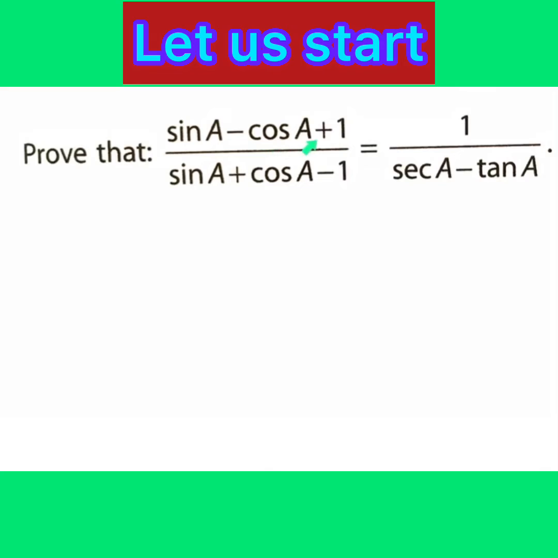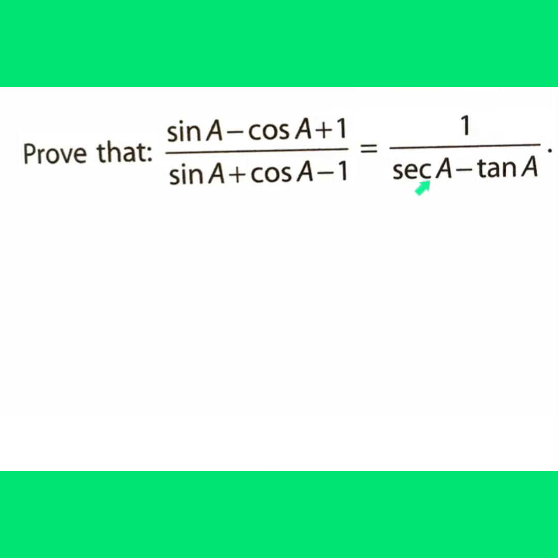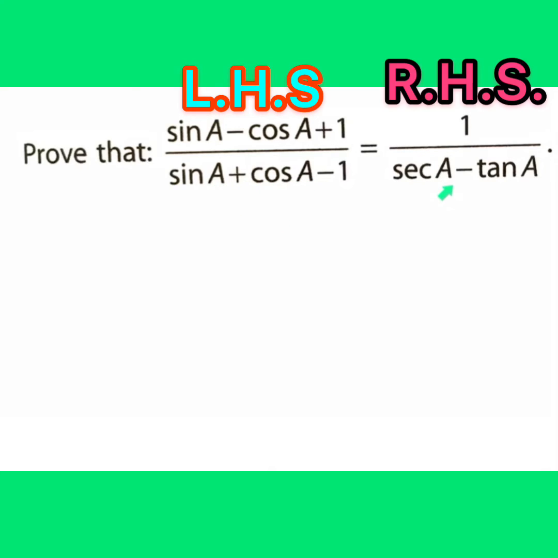Prove that (sin A minus cos A plus 1) divided by (sin A plus cos A minus 1) equals 1 upon (sec A minus tan A). So dear, how can you prove? You can observe here two sides in this question: one side is the left hand side and the second side is the right hand side. The left hand side is the largest side, so we will take the left hand side to prove the right hand side.